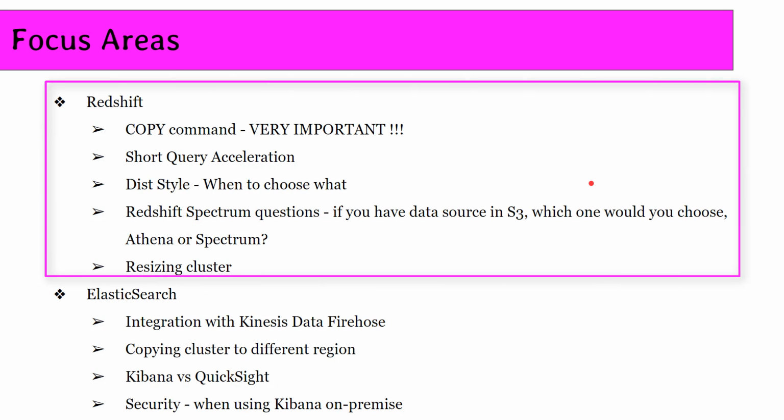Then Redshift is very, very important. Copy command, I'll say that I got around 4 to 5 questions on copy command under different scenarios. You may get a question on short query acceleration versus WLM. Then study different distribution styles and in which scenario you will choose what. Integration of Redshift with Spectrum. As I told you earlier, if you have a data source in S3, which one would you choose, Athena or Spectrum? Do study the different scenarios where Athena is chosen over Spectrum, or if Spectrum is the best choice over Athena. Then you should be aware of resizing the cluster.